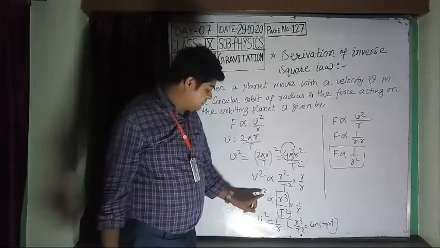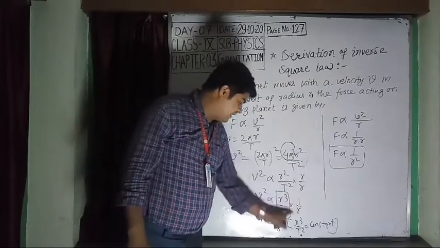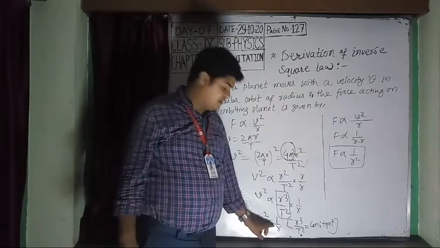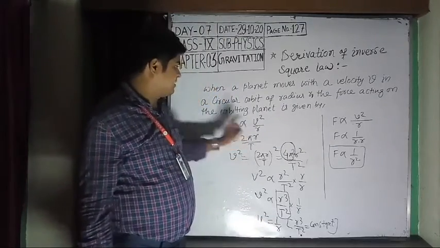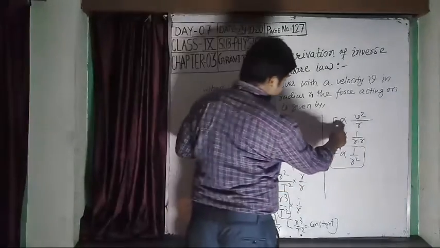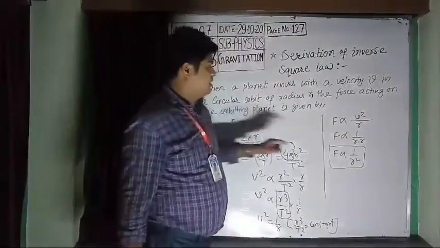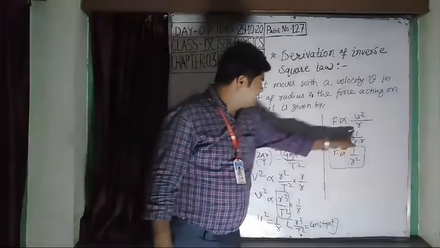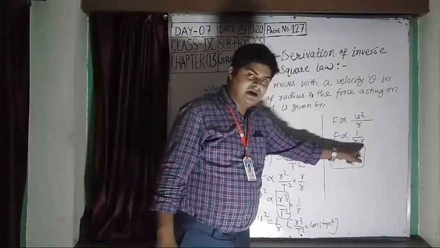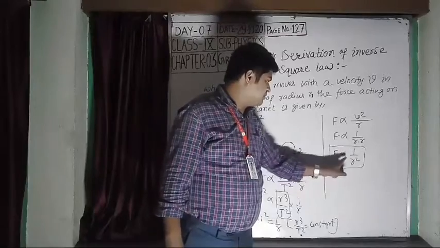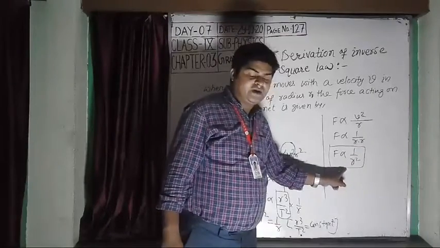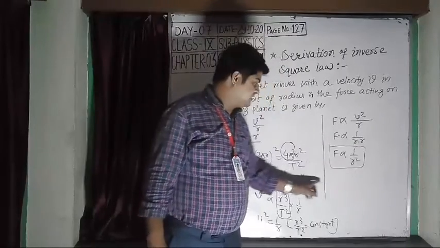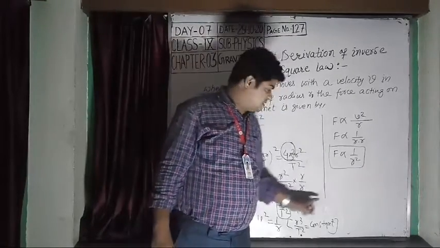So we can say that v square equal to 1 by r. Now put the value of v square equal to 1 by r in this equation. You know this equation, F proportional to v square by r. Put the value of v square equal to 1 by r, and this r is here r. So this becomes F proportional to 1 by r square. So the inverse square law is proved, it is derived from Kepler's third law.